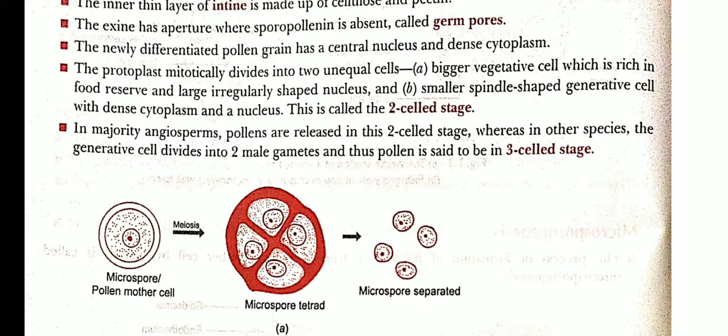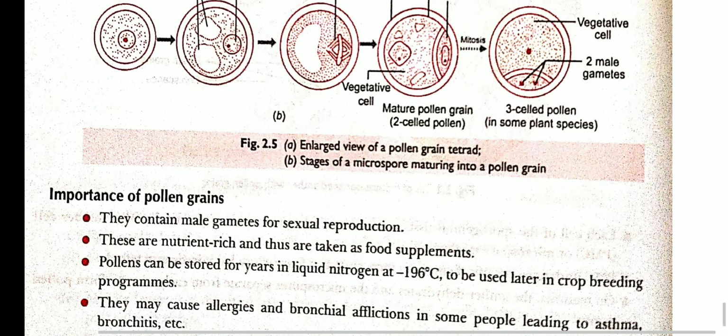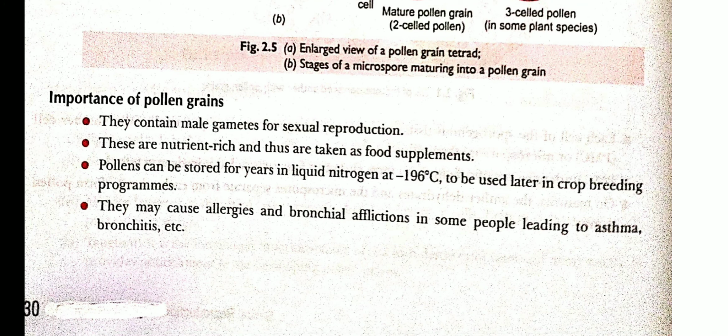One cell is the vegetative cell and the second cell is the generative cell. But in some cases this generative cell divides and leads to the formation of the 2 male gametes, and hence in some angiosperms the pollen grains are shed at a 3-celled stage. So, next is all about the importance of pollen grains. This is the last topic of today's session.